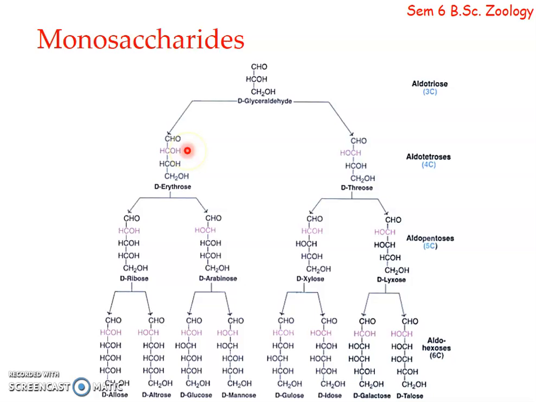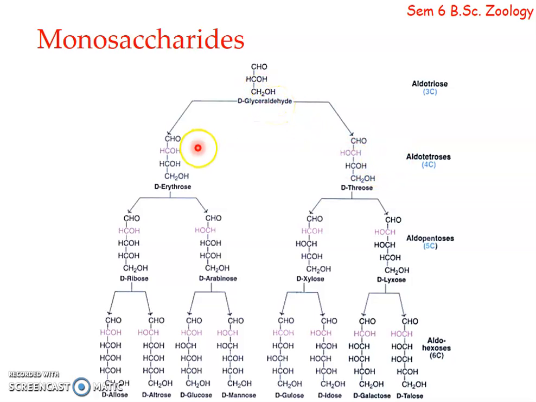But it can be added in two ways: one where OH is on the right side, and another where OH is on the left side. The one with OH on the right side forms erythrose, and the other with OH on the left side forms threose. Likewise, we get two aldotetroses from glyceraldehyde.